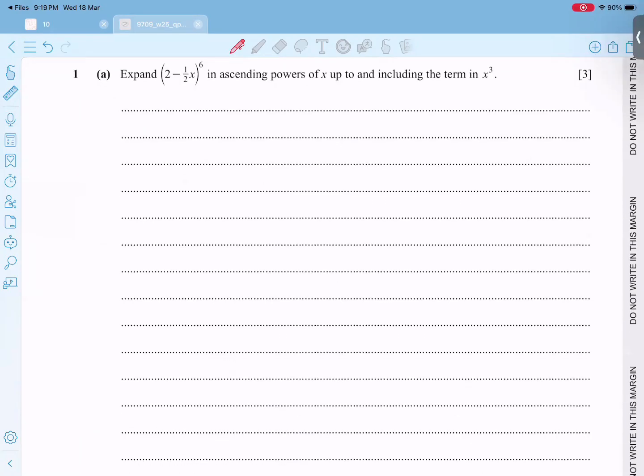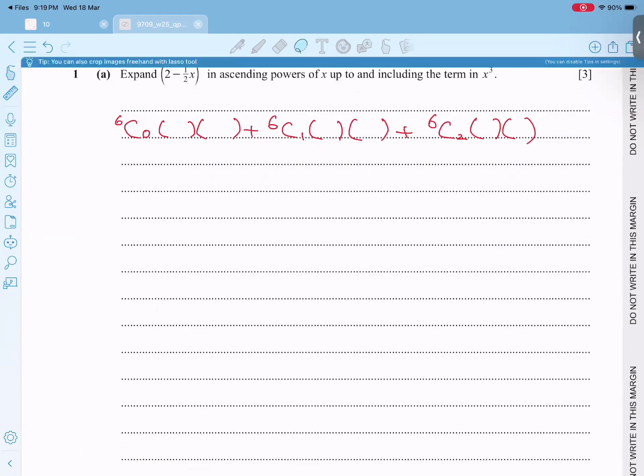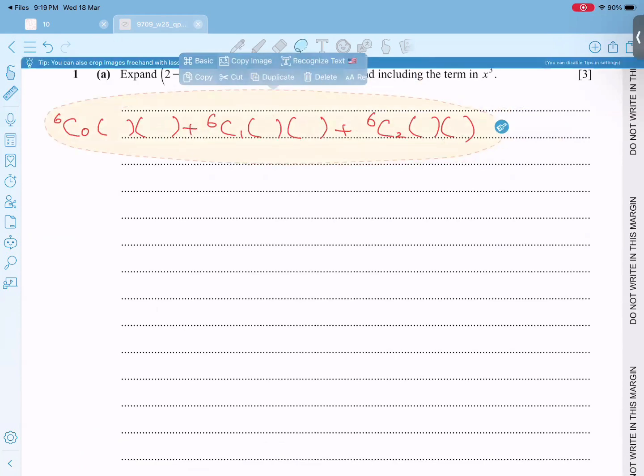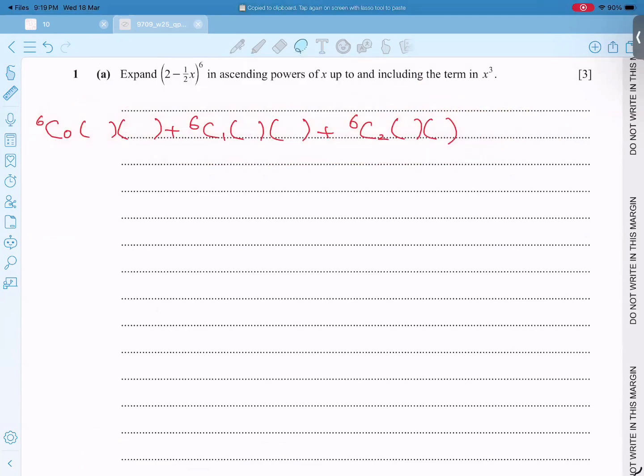Expand and find the first three terms, including x to the power 3, that we need. So what is the technique to do it? 6C0, two in brackets, then 6C1, two in brackets, then 6C2, two in brackets, and we have to go for one more term. The reason is very clear, because we need power 3. So 6C3 and two in brackets.